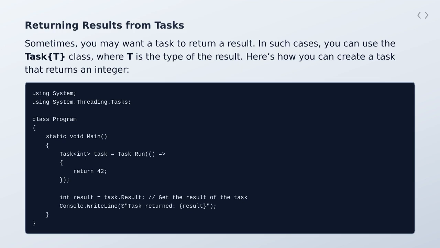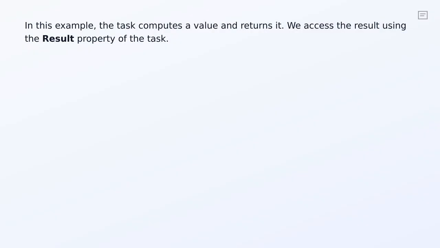This slide introduces a class definition. Study the structure in the code sample. In this example, the task computes a value and returns it. We access the result using the Result property of the task.